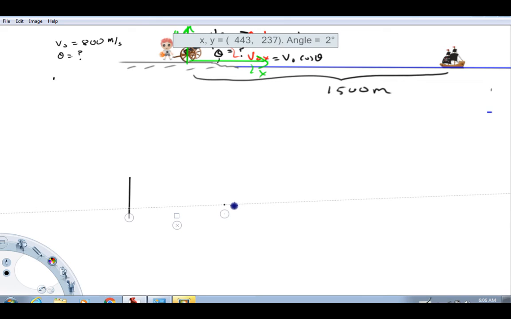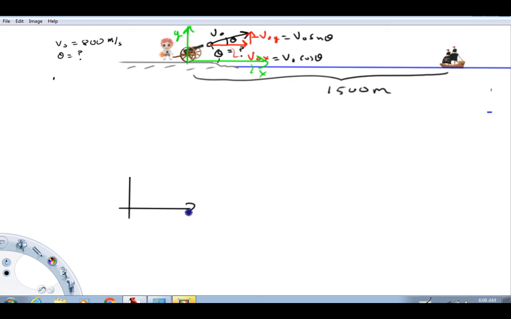And next I'll draw a position graph. Key concept here, though, is that what we're going to do is look at the x motion, or the x direction first, and we'll do the y direction second. So velocity in the x direction against time.